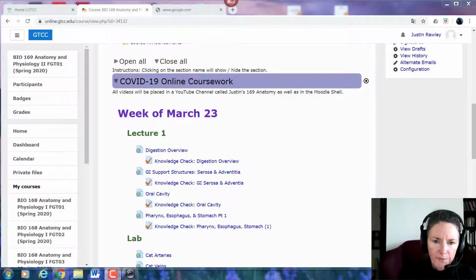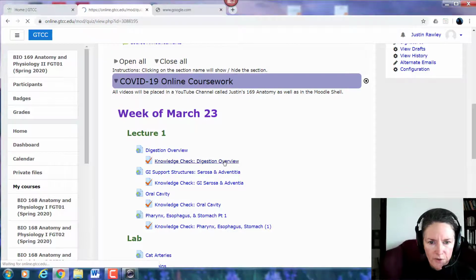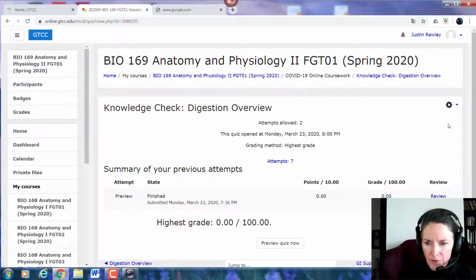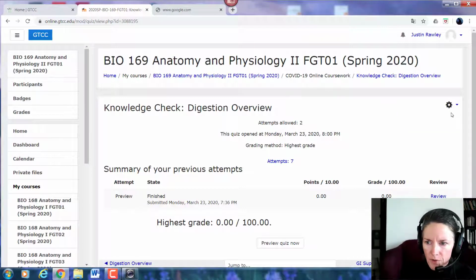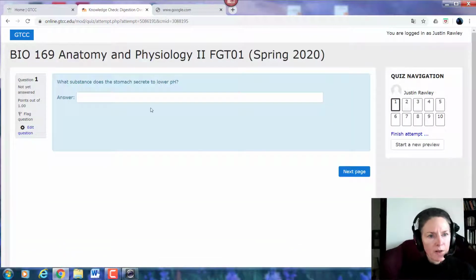Good morning, everyone. So I've noticed there have been some issues with the quizzes and that they're not giving very good feedback. So what I figure I should do is actually go through some of these quizzes and go through the feedback. All right, what substance does the stomach use to secrete to lower pH?